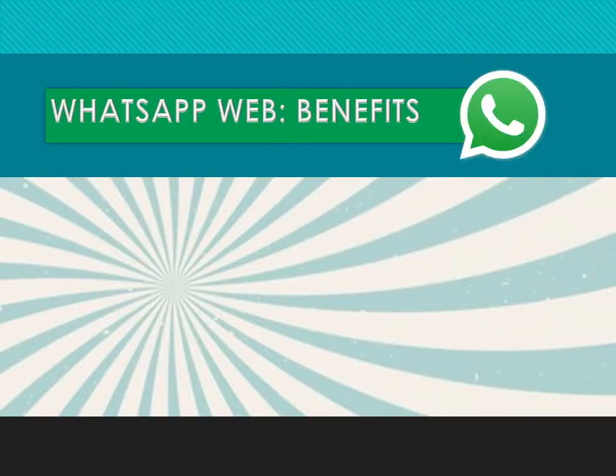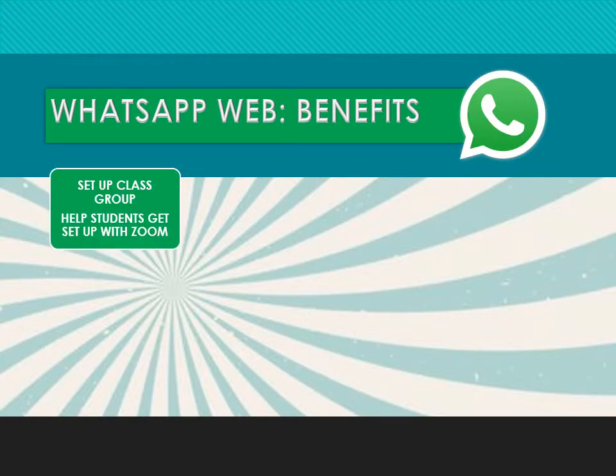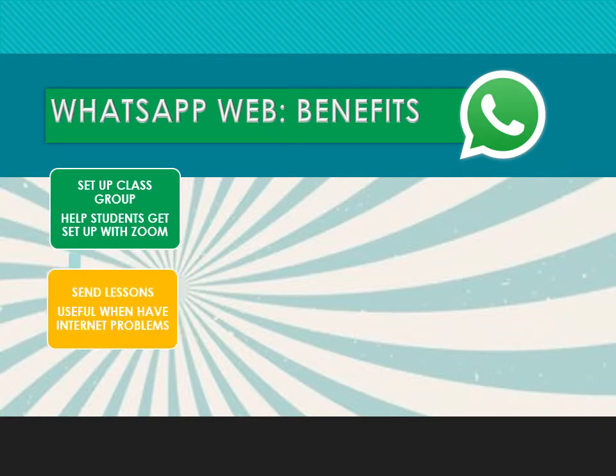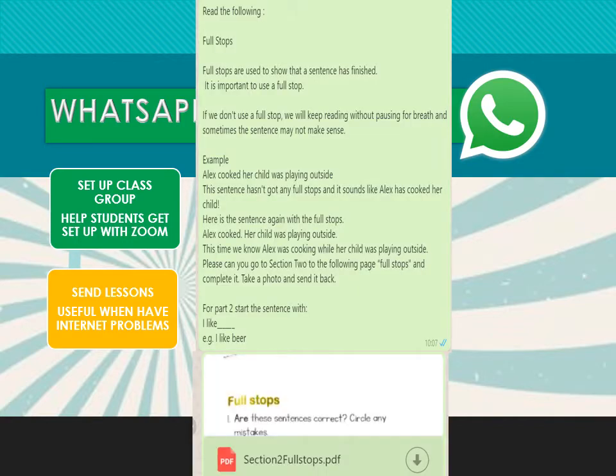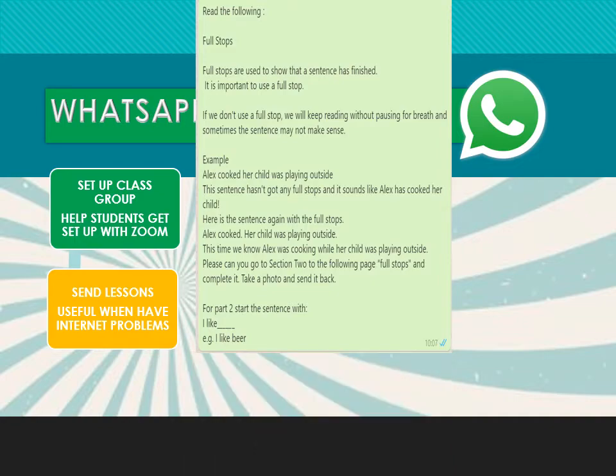So what are the benefits of using WhatsApp Web? Well, first of all, you would set up your class group on WhatsApp. And then whether before class or during your online class, you can communicate with students, whether it's to help them getting connected with their Zoom link, or you can also send lessons on WhatsApp Web. So for example, this would be a lesson here I sent with some instructions and also an attached document which I wanted them to complete. This is particularly useful if you have problems with the internet or your students have internet problems.